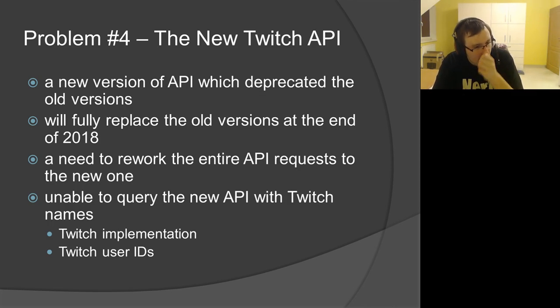In the old API, I could just put your name in the query, so I could get, oh, I want to know if this person called Nevadaha, for example, is a sub to this person. So I could call it like this. The new Twitch API deprecated the old versions, which essentially means they're marked for removal, and they will be removed at the end of 2018. So essentially, I had to rework the entire thing.